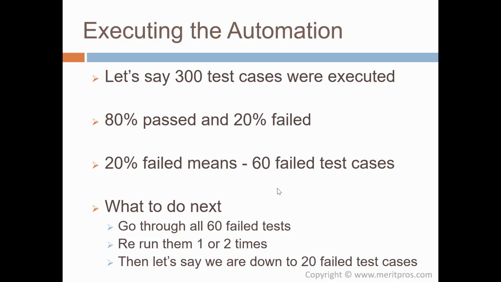20% failed means 60 test cases failed. So out of 300, 60 test cases are failed. Then what to do next? So go through all 60 failed test cases. You can quickly go through them. Rerun them 1 or 2 times.